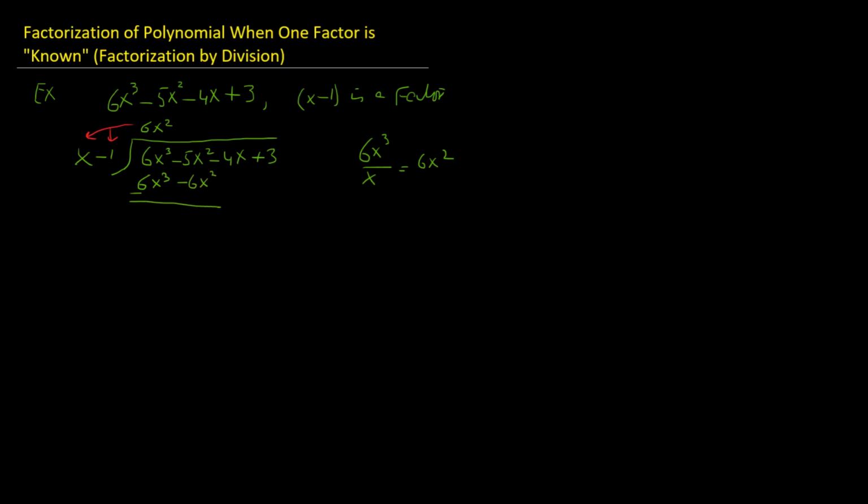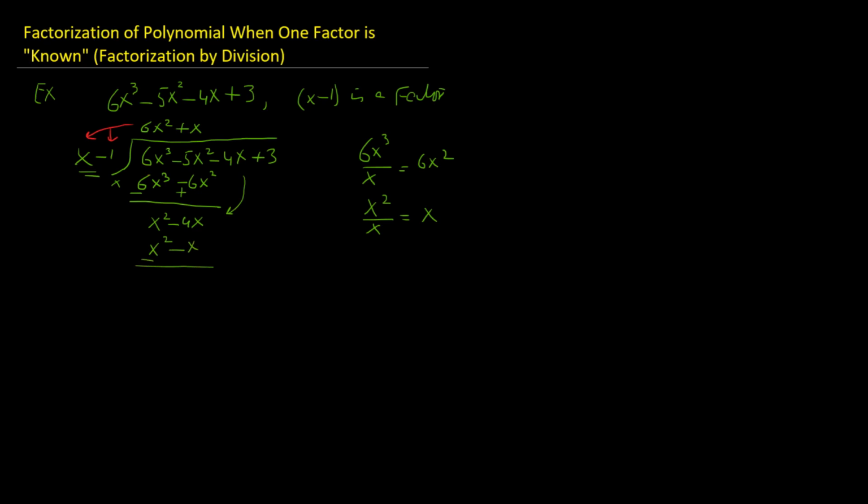Now subtract these two, so minus and plus. The first term cancels out, and the second term, minus 5x square plus 6x square, is x square. Then bring this term here, minus 4x. Again, divide the first term, x square, by x. You get plus x. Multiply this with both of these terms, you get x square minus x.